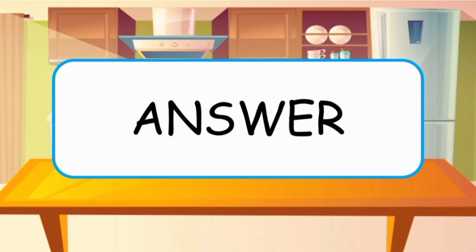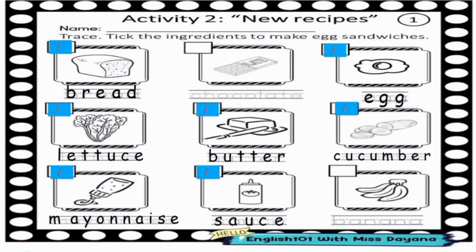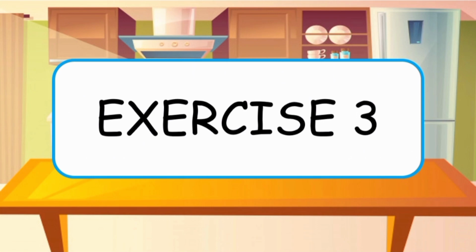Let's check the answer if you have finished. By referring to this answer, you can check your answer, you can check your handwriting and spelling. Kamu boleh semak jawapan kamu dengan jawapan yang betul ini. For the ingredients, you should tick bread, egg, lettuce, butter, mayonnaise and sauce. Untuk bahan-bahan, kamu perlu tandakan right pada bread, egg, lettuce, butter, mayonnaise dan yang terakhir sauce. Oops, sorry, cucumber too.